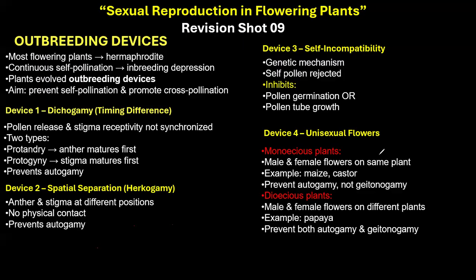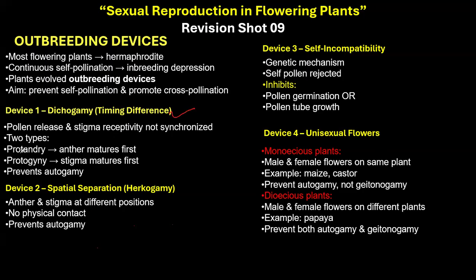Now, coming back here, you see the first type of the outbreeding devices that has evolved in the plants is dichogamy. It is actually about time difference. In some plants, pollen release and stigma receptivity do not occur at the same time. So that's your dichogamy, time difference.